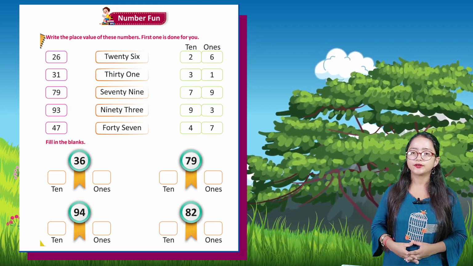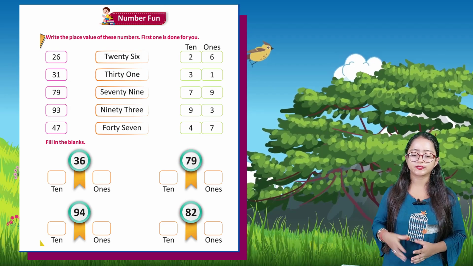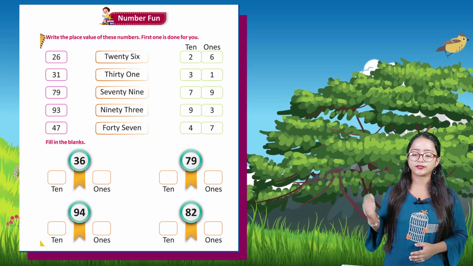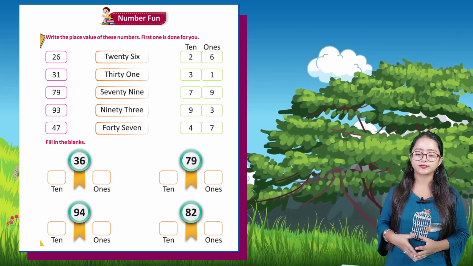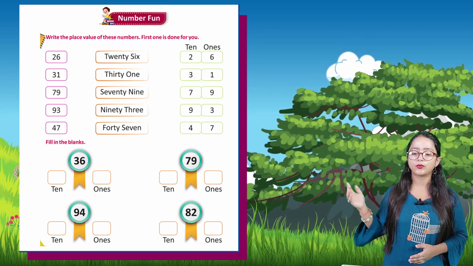Okay. 31. 3 in tens, 1 in ones. Next, 79. 7 in tens, 9 in ones. Next one, 93. 9 in tens, 3 in ones. Next one, 47. 4 in tens and 7 in ones.